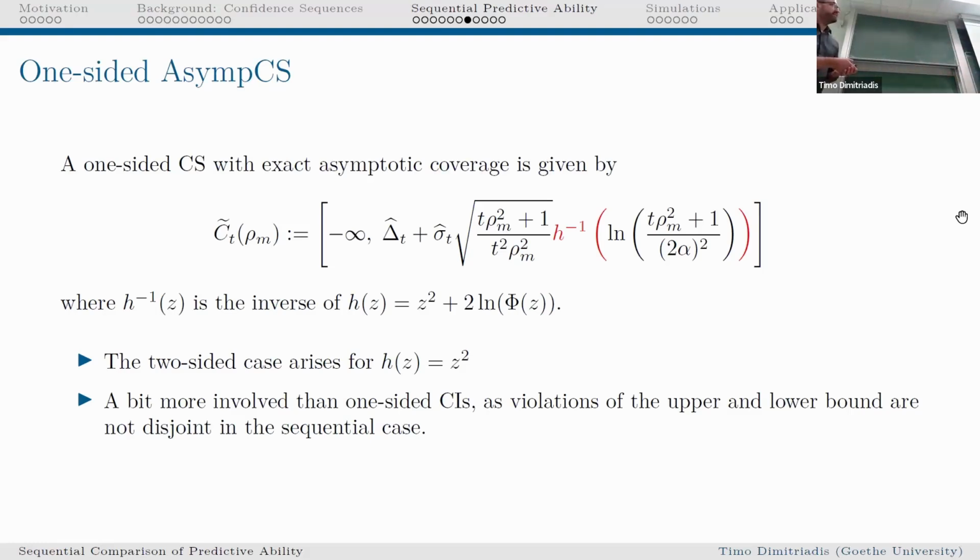All right, but you already see that z squared grows much, much faster than ln of phi of z. I mean, phi of z is bounded by 1 anyway. So this only matters in the first few observations, but where it really matters, it's almost the same. So this is not really big.